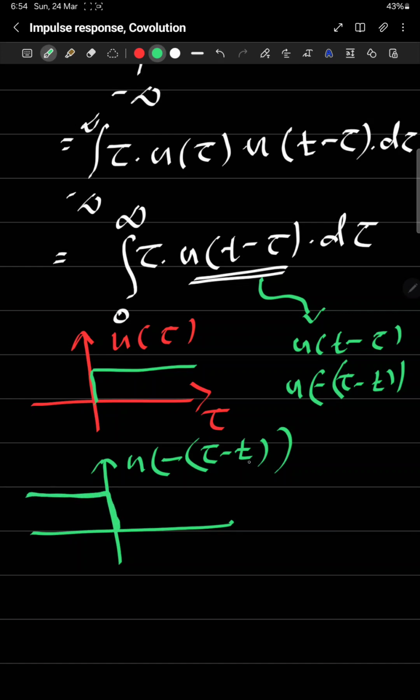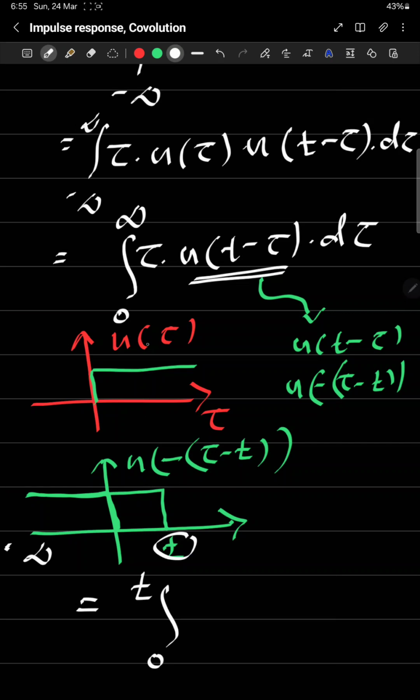Now you have to right shift it by t units. So the signal will be right shifted by t units. So this is the second signal. This spans from minus infinity to t. So you can say that our integral from 0 to infinity will now be from 0 to t only.